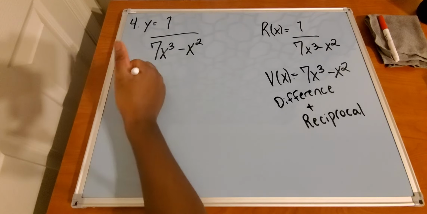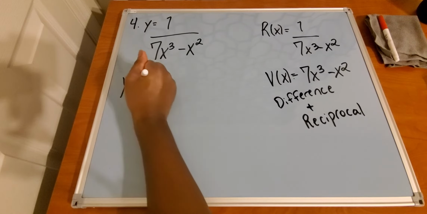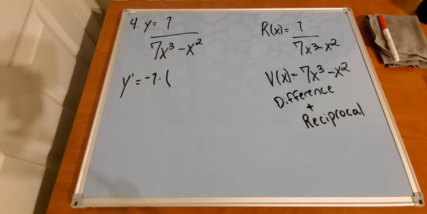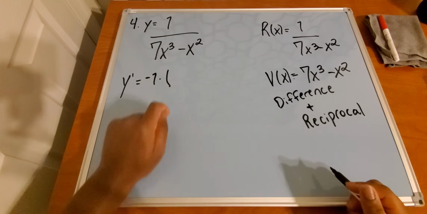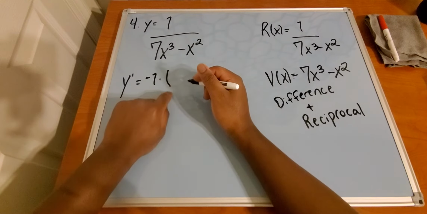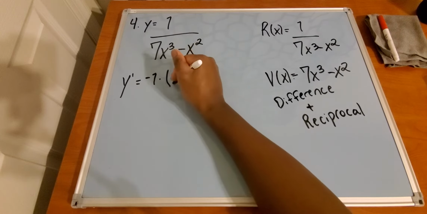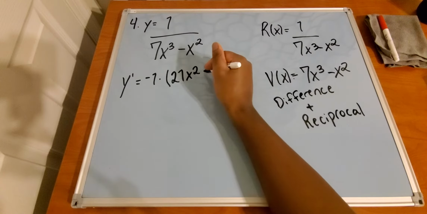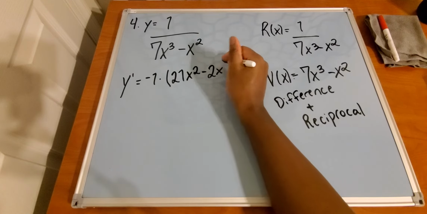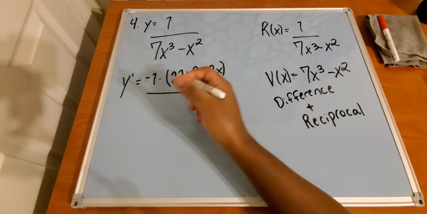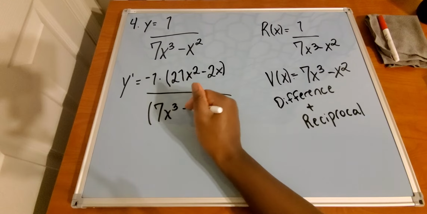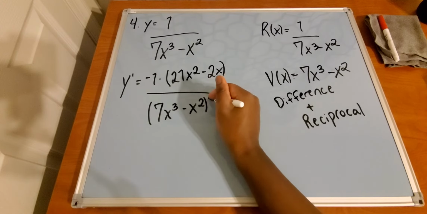With that in mind, let's go ahead and take the first derivative. Y prime is equal to -1 times the derivative of what's in the denominator. Well, the derivative of 7x cubed is 21x squared, and the derivative of x squared is just 2x. All of this over the denominator squared, so we have 7x cubed minus x squared squared.